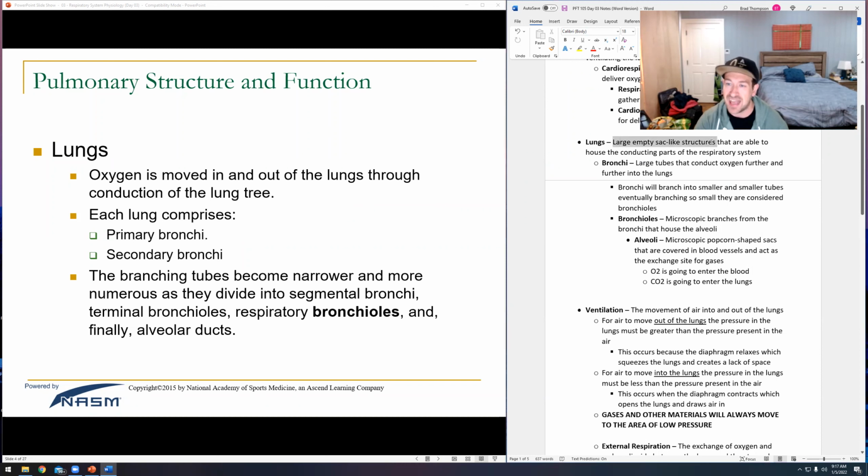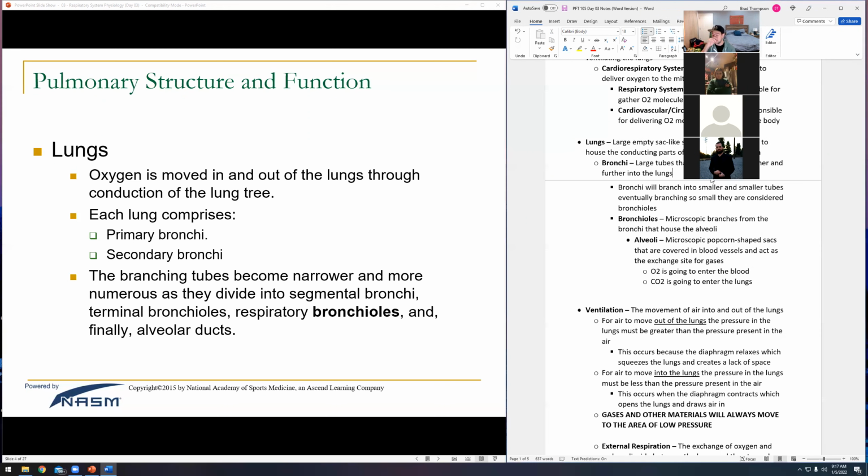So your lungs are these empty, which means low concentration because they're empty, sac-like structures that are able to house the conducting parts of your respiratory system. When I say conducting, what do I mean? Like if you were conducting somebody, you'd be telling them where to go, right? The conductor in an orchestra is like, do this. I have no idea how conductors work, but they all have a stick. I know that much. They look like they're casting spells.